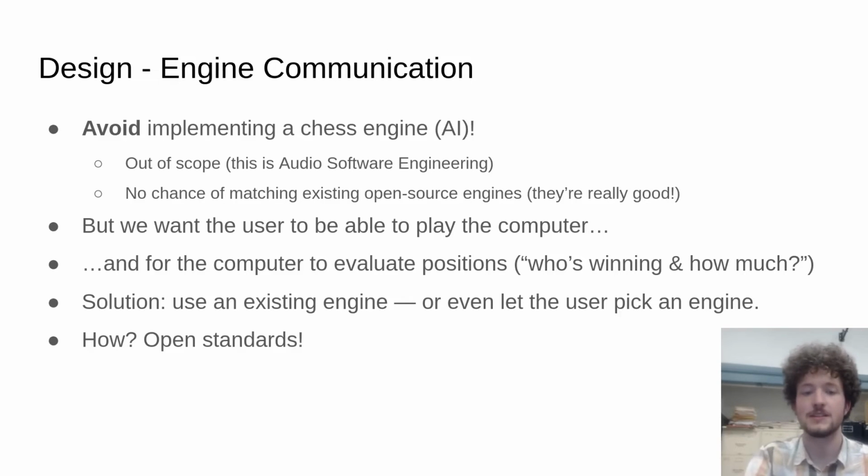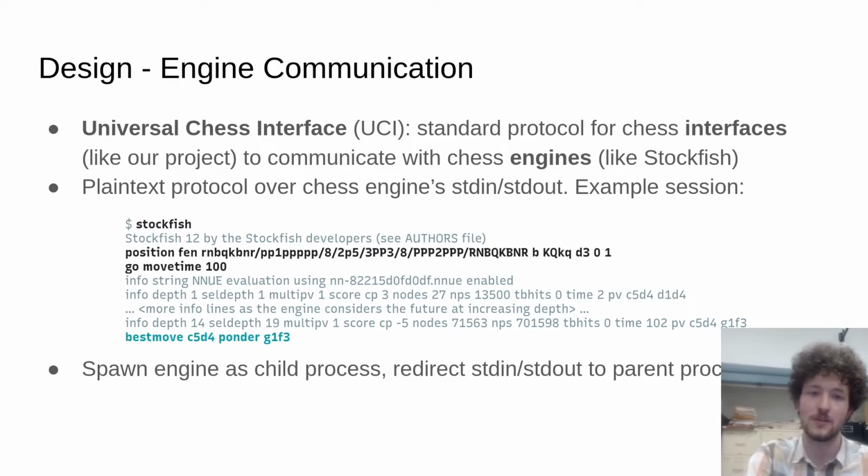And we can do that because engines talk over the standard protocol, the Universal Chess Interface, where you just communicate with the engine over standard in and standard out. So here's an example with Stockfish. We can say, here's the position, evaluate it, come up with the best move. And this requires, for a chess interface, to spawn the engine as a child process and redirect standard in and standard out.